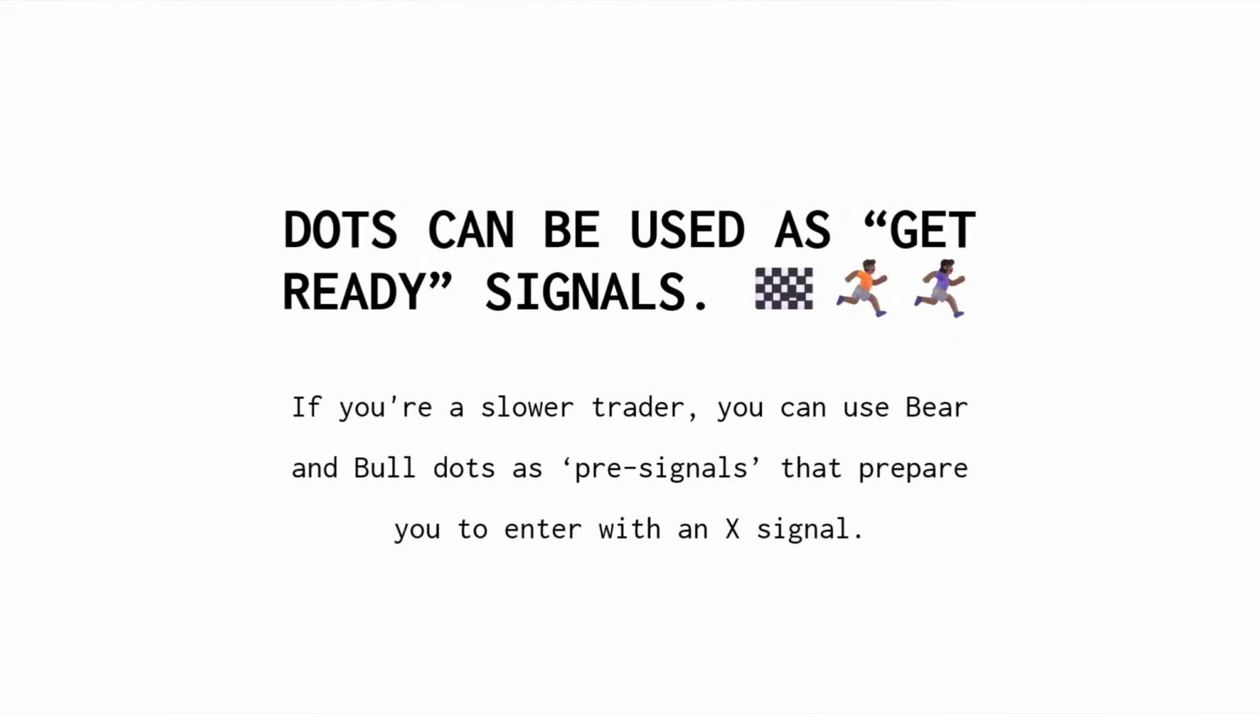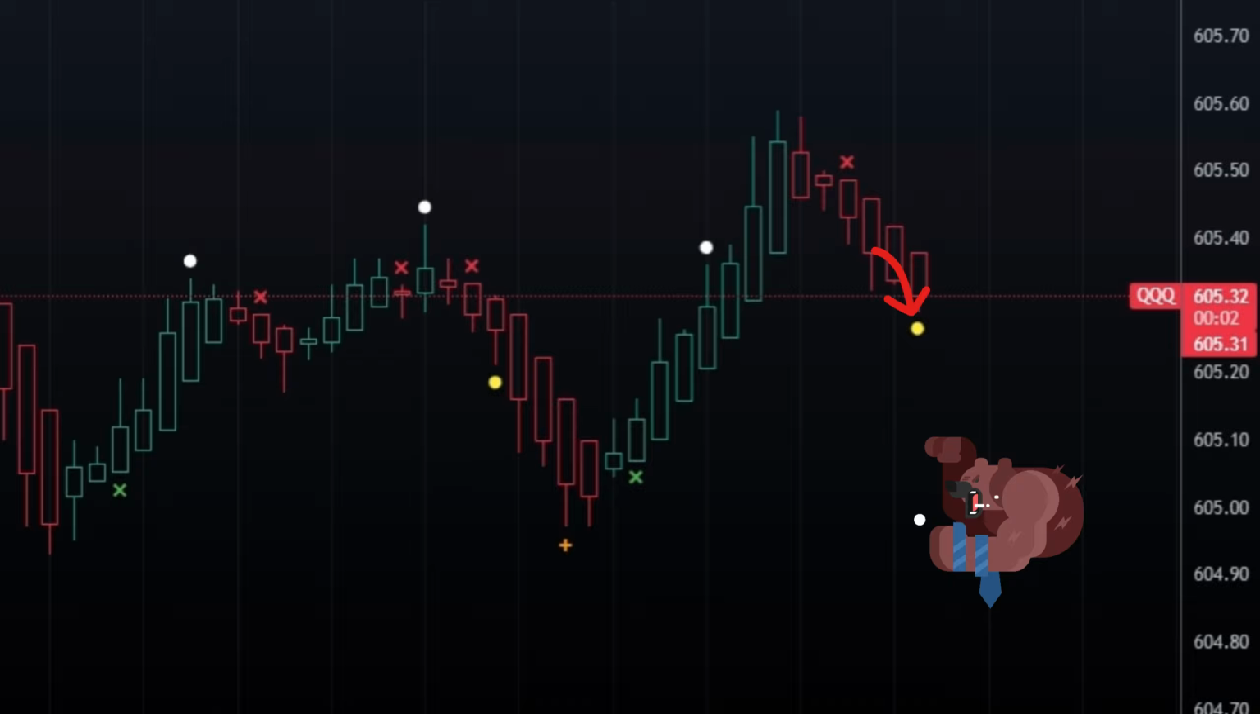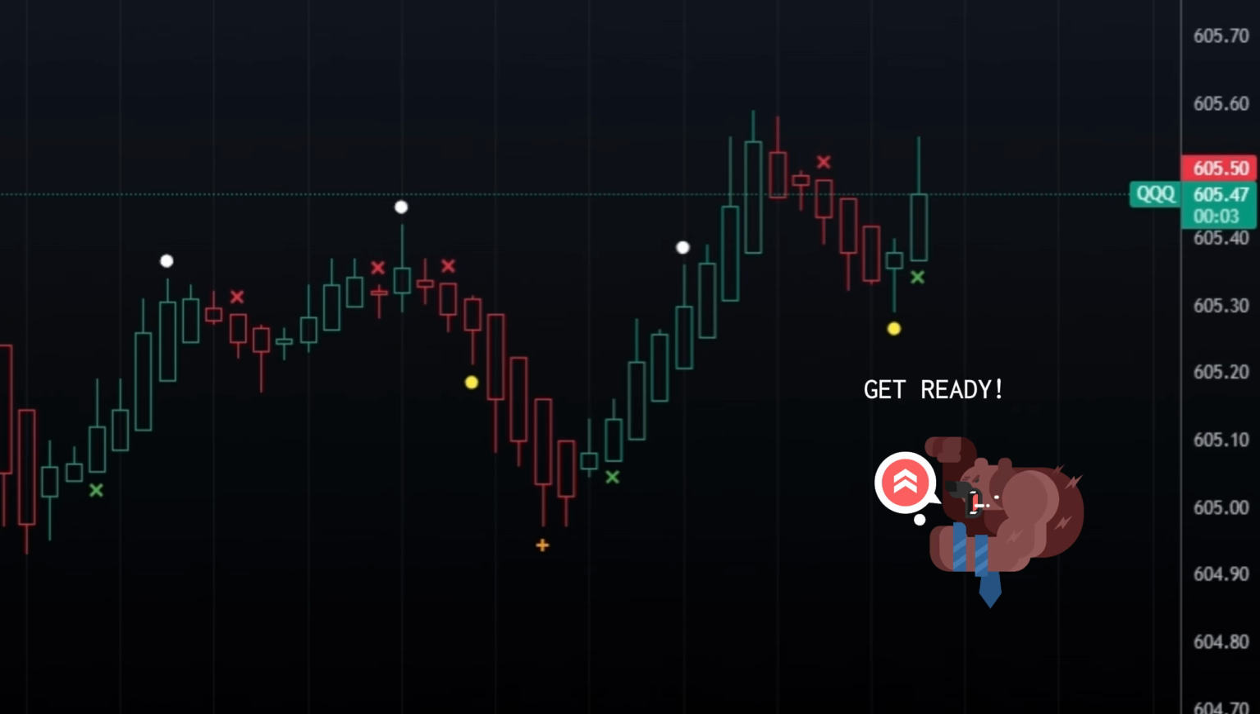Dots can be used as get ready signals. So if you're a slower trader, you can use bear dots and bull dots as signals that tell you to get ready for a coming X. So in this example, the yellow dot is saying that the bears are getting tired. It means that the bears are trying very hard to push this price down, but eventually they will give up. They are helping you to get ready while you're waiting for the green X to get in.